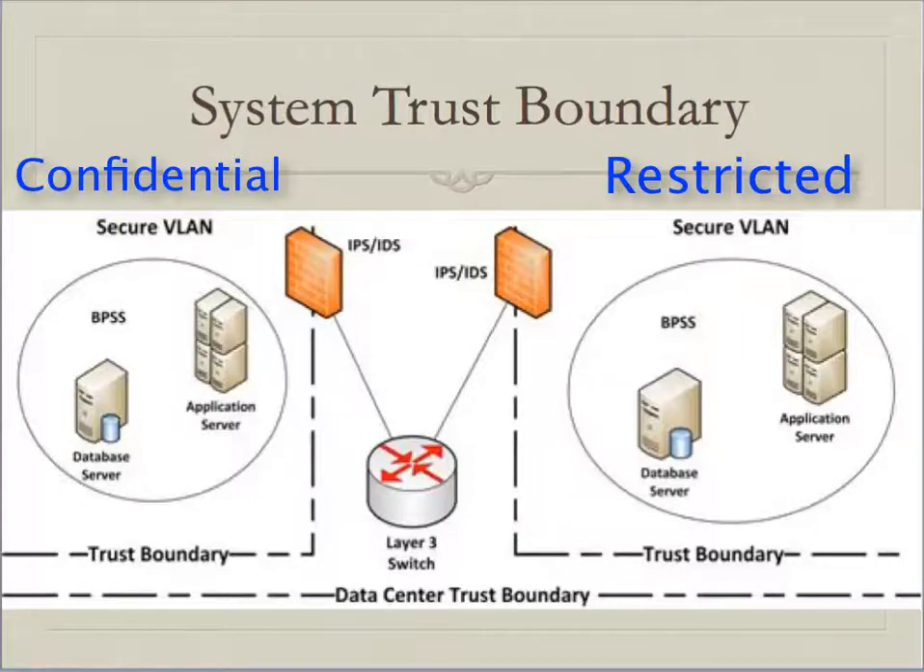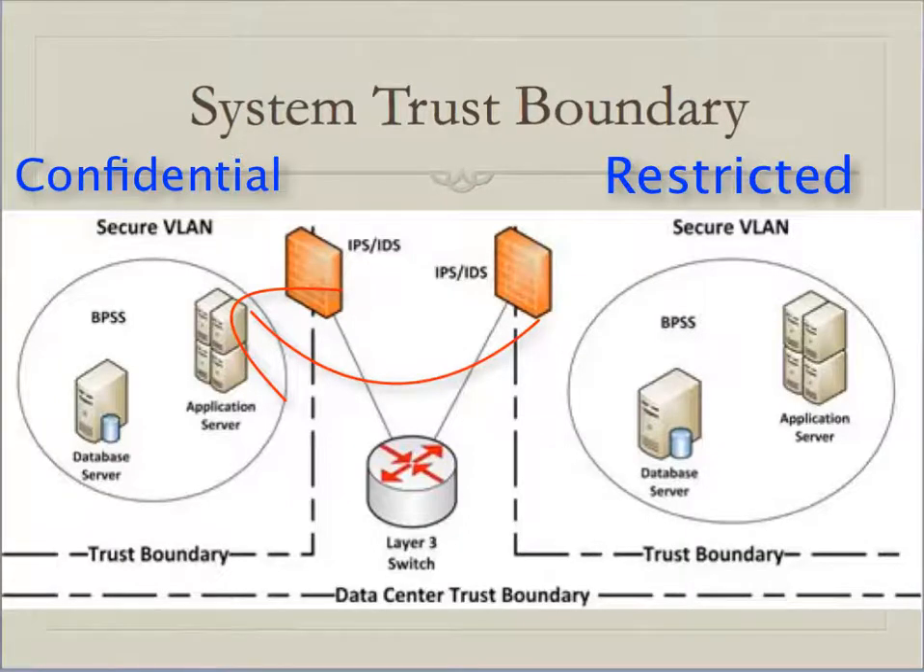Any data that moves from the secure VLAN on the left to the secure VLAN on the right must be controlled in a way that ensures that the trust is the same in the target network segment as it was in the source, or home, network segment. In this case, since we're confidential on the left and restricted on the right, that's not a problem as data moves from left to right. However, when we go from right to left, we have a different problem.